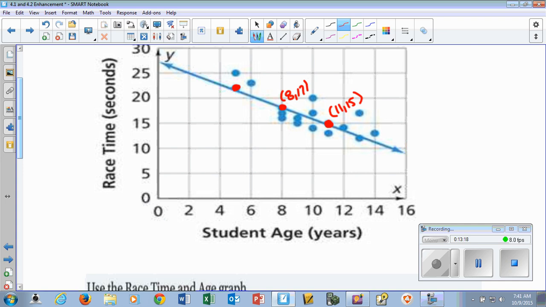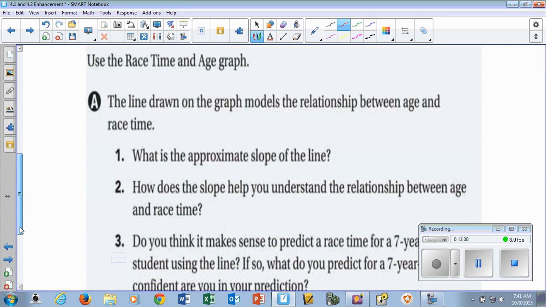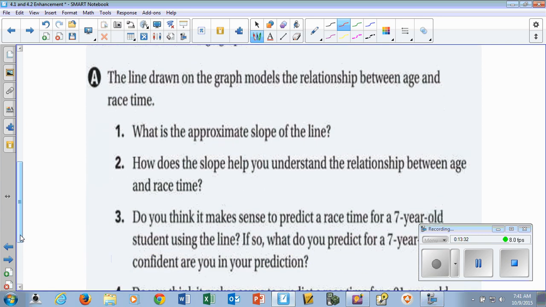Because if you look at age, student age, you got two 11s. The race time is 13 and 15. All right, so we're going to use those 2 points. Well, remember how we found the slope of a line before? The slope of a line is y2 minus y1 over x2 minus x1. All right, so I'm just going to go 17 minus 15 and then 8 minus 11.